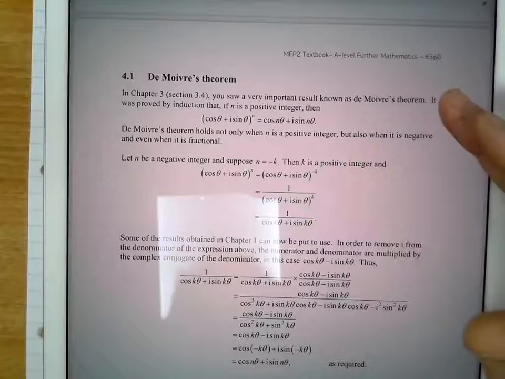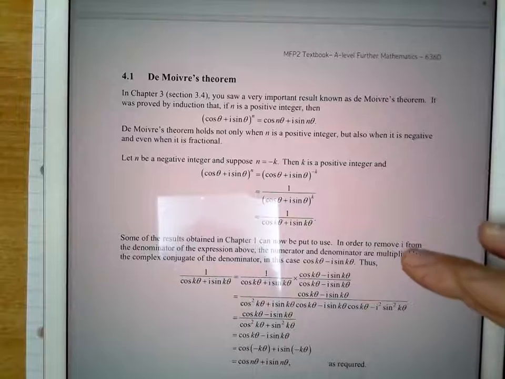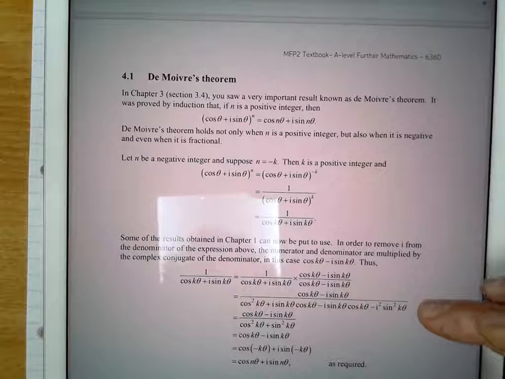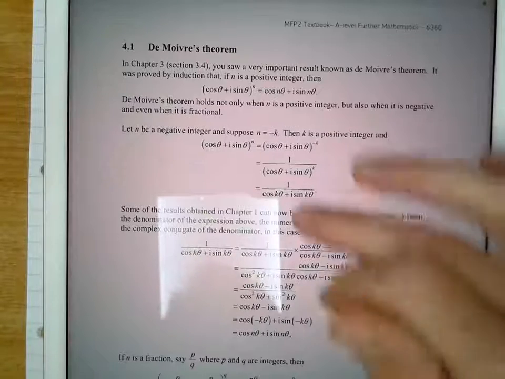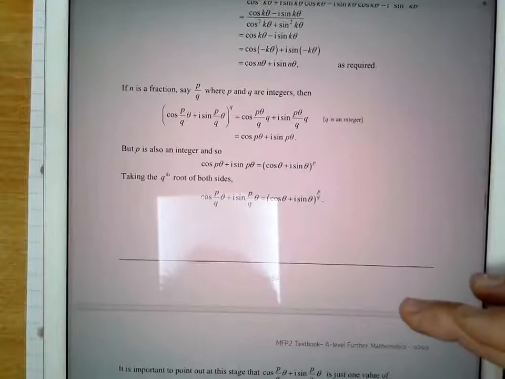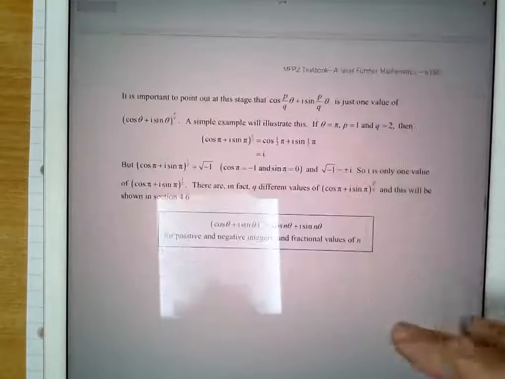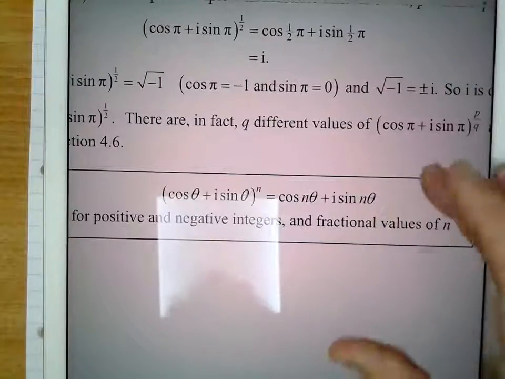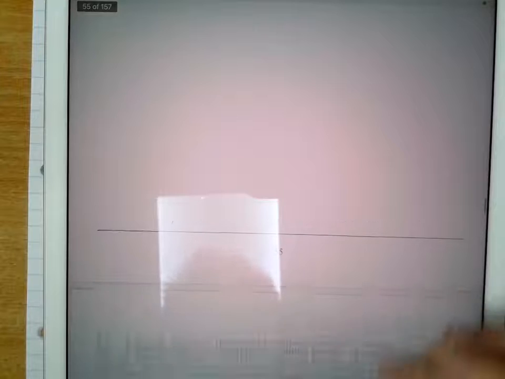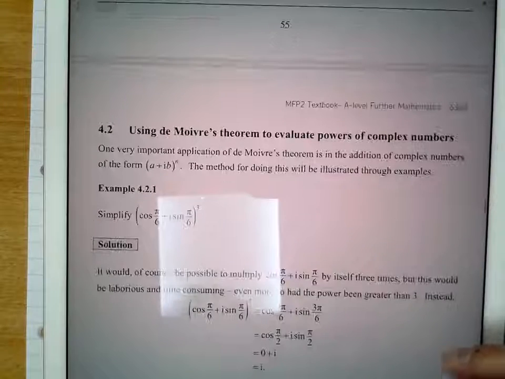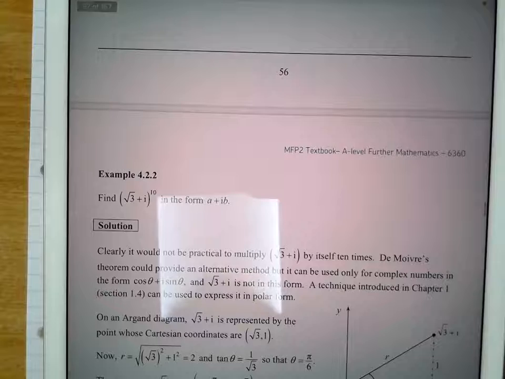De Moivre's theorem here. They go on here to show why it's true in the cases where n is not an integer and where it's negative, which I haven't gone over with you, but that will eventually lead to this result here, which is the one I quoted at the start about it being true for positive and negative integers with fractional values of n. In other words, n belonging to the rational numbers. That's the example I just went through with you. Then there are some more examples which I would like you to read through for yourselves.